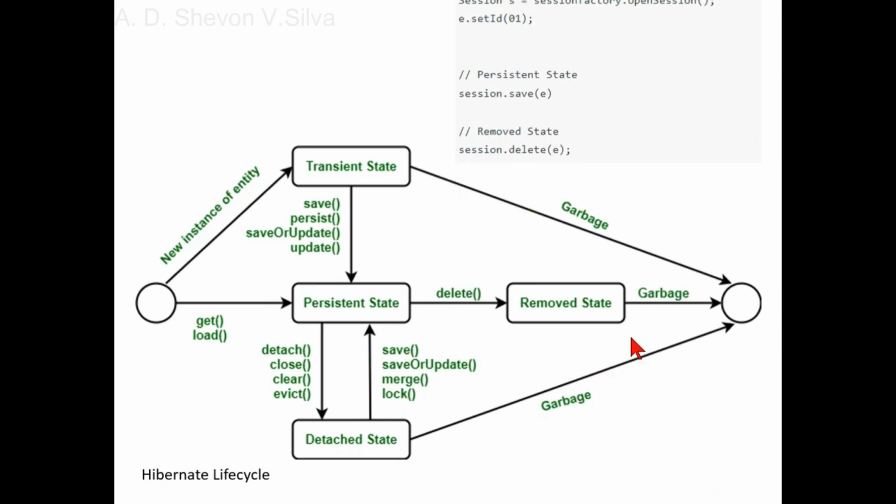Stage 4, removed state. In the Hibernate lifecycle, it is the last state. When the entity object is deleted from the database, then the entity object is known to be in the removed state. It is done by calling a delete operation. As the entity object is in the removed state, any change done in the data will not affect the database table. To make a removed entity object, we will call session.delete. Here is the Java pseudocode to illustrate the removed state.